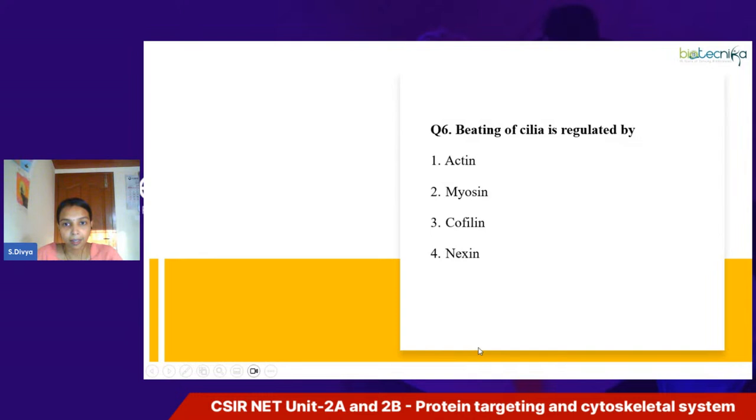Next question is, beating of cilia is regulated by what? Actin, myosin, cofilin and nexin. Again, another easy question, but still you have to understand what exactly occurs and what the structure of cilia and flagella is. Beating of cilia means what? What do you understand by this term, beating of cilia? First, tell me what is the meaning of this beating of cilia.